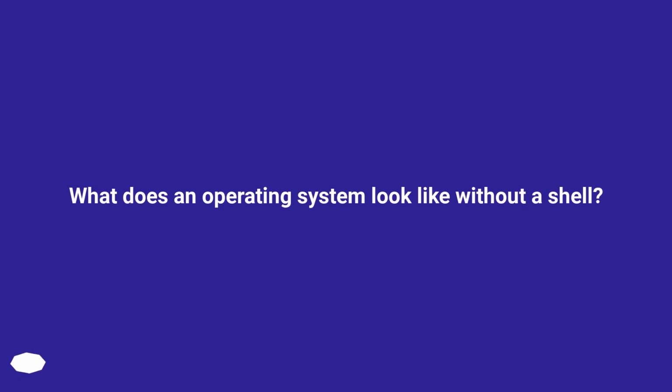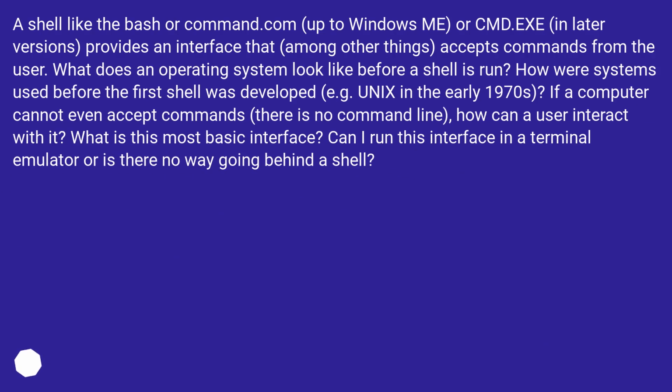What does an operating system look like without a shell? A shell like bash or command.com, up to Windows ME, or cmd.exe in later versions, provides an interface that, among other things, accepts commands from the user.